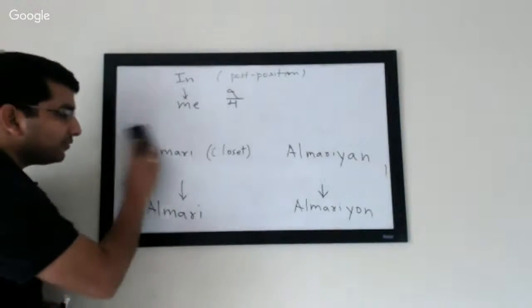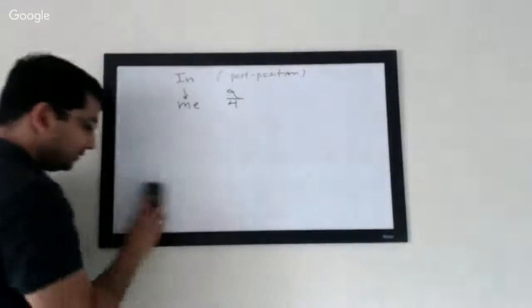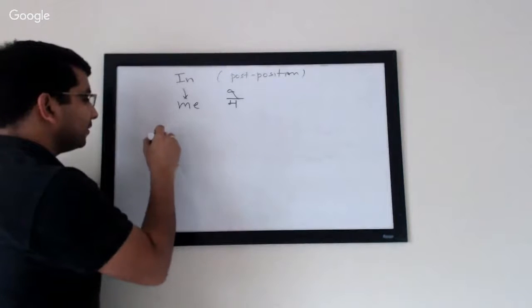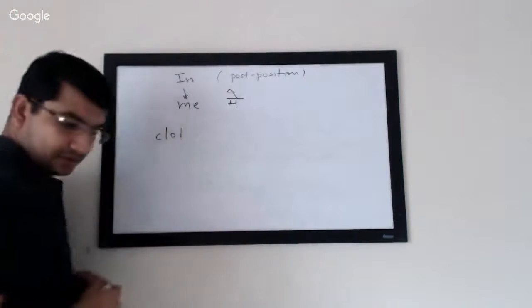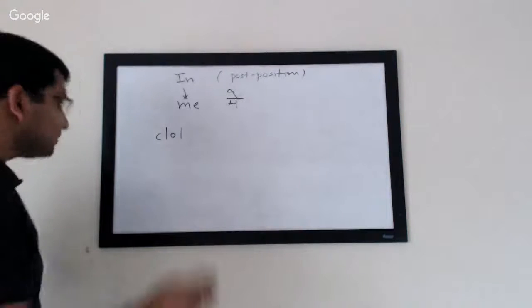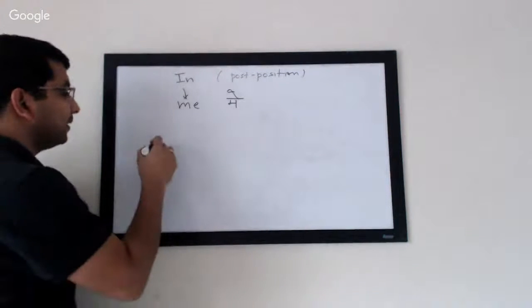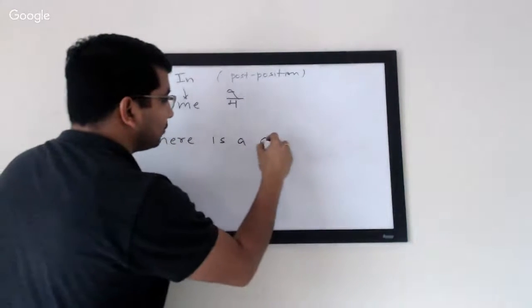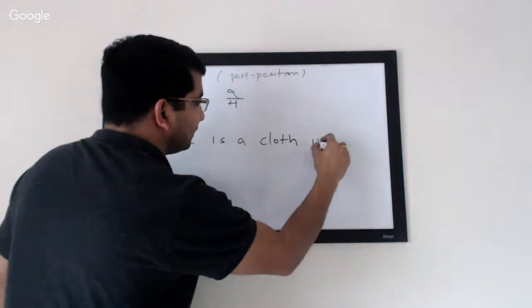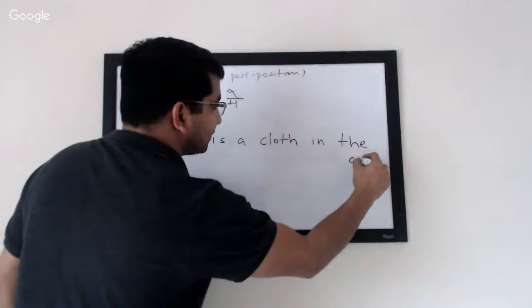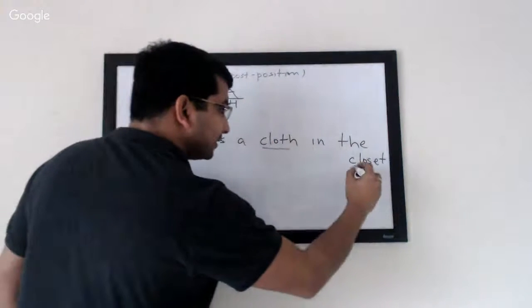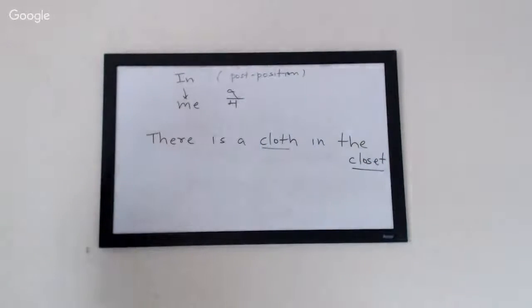I think you have probably written it, so I'm going to erase it. I'll keep it simple, you know, clothes. What I'll say here is there is a cloth in the closet. So I'm just going to keep it simple. In this particular case, this is singular, this is singular. Both of them are singular. So I'm going to ask you to write down the sentence in Hindi.